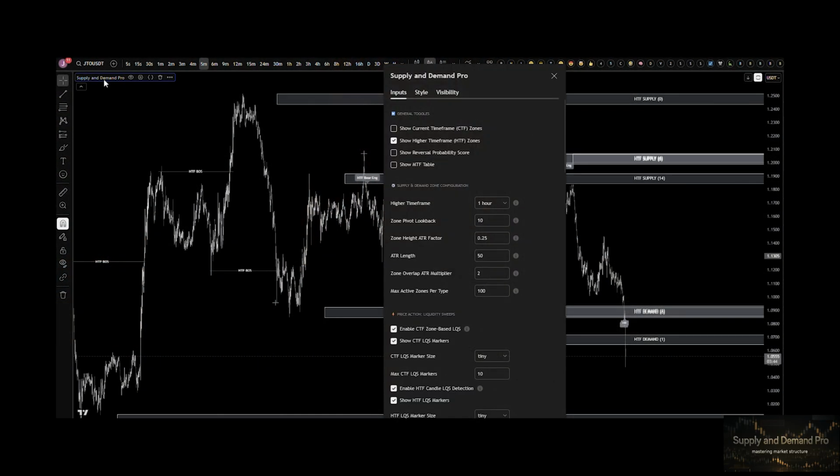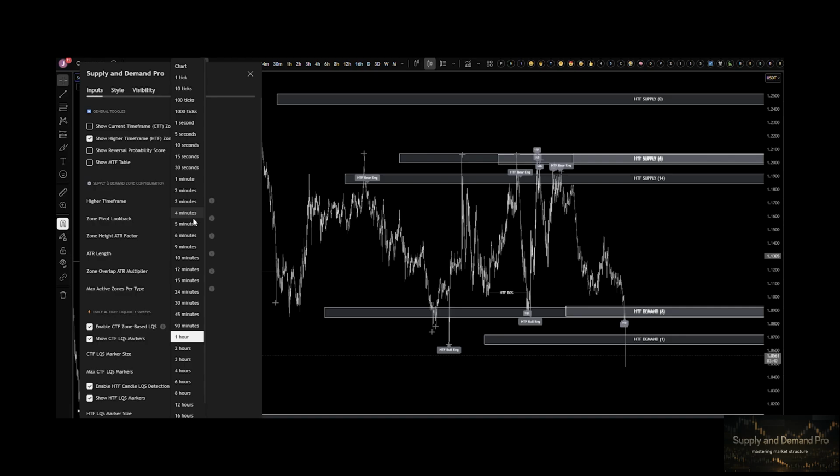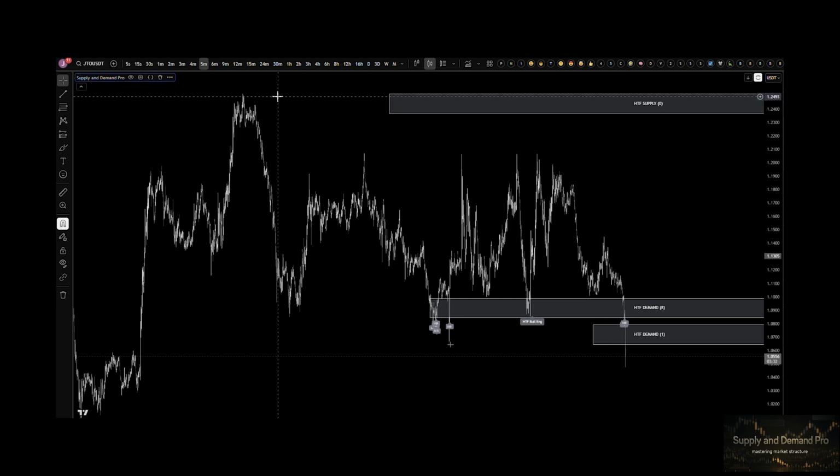What's next? The more critical stuff. Yeah, now we get into the supply and demand zone configuration. This is really the core engine room. It dictates how the indicator actually finds and defines the zones. Okay. And the first, arguably most important setting here is the higher time frame selection. This is where you tell the indicator which time frame to use for that crucial structural context we discussed. So if I'm trading on, say, a 30-minute chart, then you must select a significantly higher time frame here, maybe the 2-hour, the 4-hour, or even the daily.